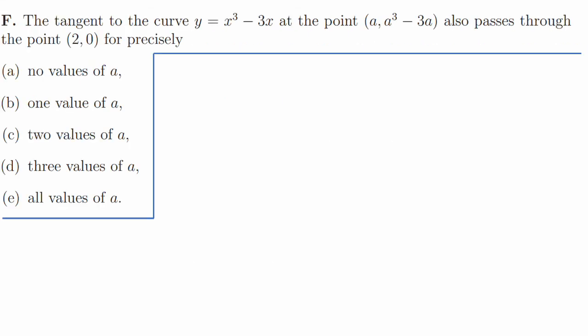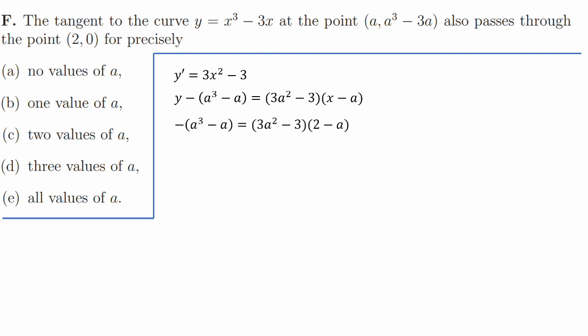In this question, question F, we are asked to find the number of values of a for which the tangent line also passes through (2, 0). To find the tangent line, we begin by finding the first derivative of y equals x cubed minus 3x, which of course is 3x squared minus 3. We then put this into our point slope form to get y minus the quantity a cubed minus a is equal to the quantity 3 times a squared minus 3 times the quantity x minus a.